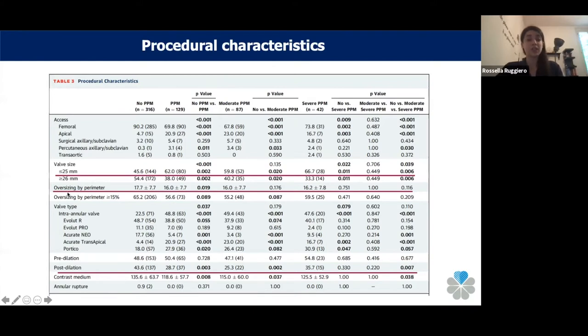By contrast, the oversizing by perimeter of the valve was associated with a lower rate of post-procedural PPM than the normal size of perimeter of the valve. And the same was true for the post-dilatation. Patients who underwent post-dilatation during the procedure had a lower rate of post-procedural PPM. And this difference was statistically significant.